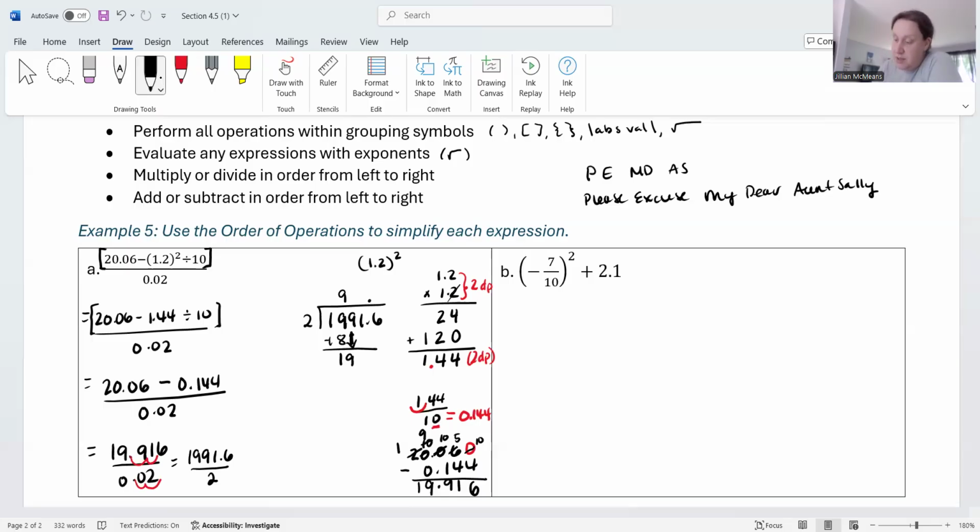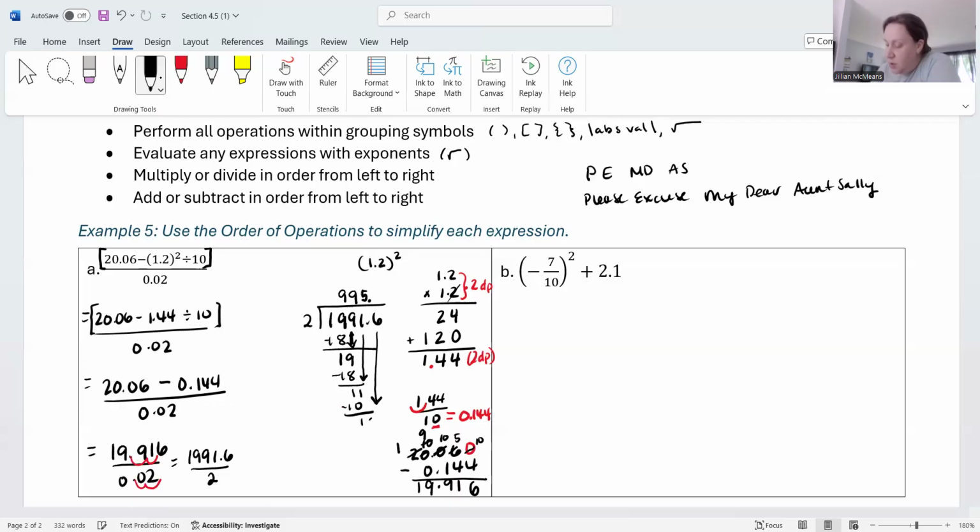So 2 goes into 19, still 9 times. So 9 times 2 is still 18. I subtract and I get a 1. Drop down the next digit in line, which is a 1. 2 into 11, it'll go in 5 times. 2 times 5 is 10, so I subtract the 10, I get a 1.